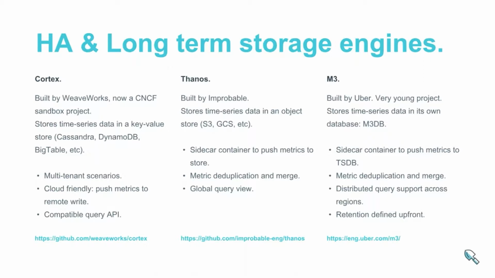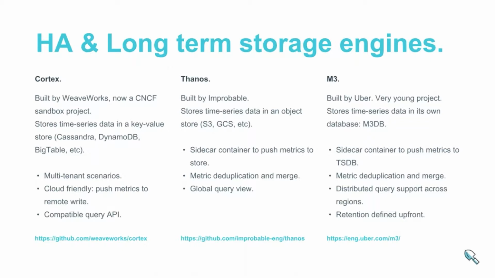This can be either a Cassandra that you run yourself, a DynamoDB from Amazon, or Bigtable from Google. There are different options, different backends. Cortex is great for multi-tenant scenarios, so metric service providers sometimes use Cortex.